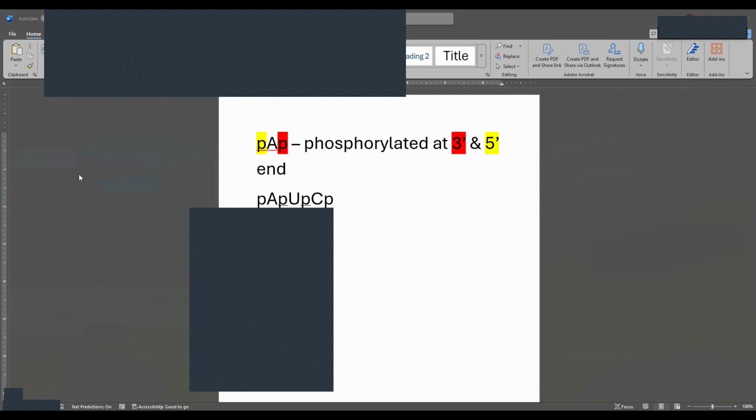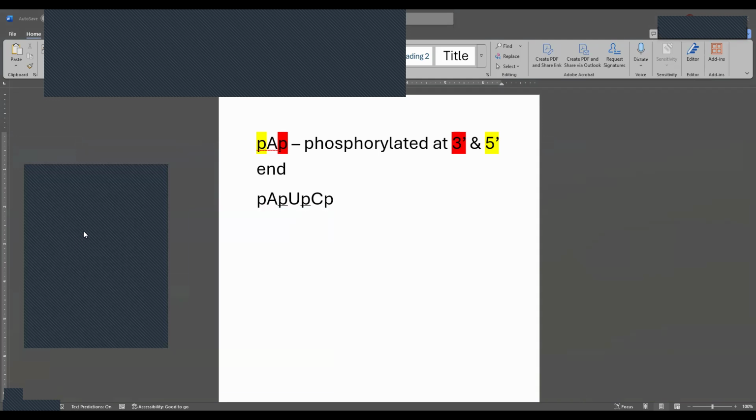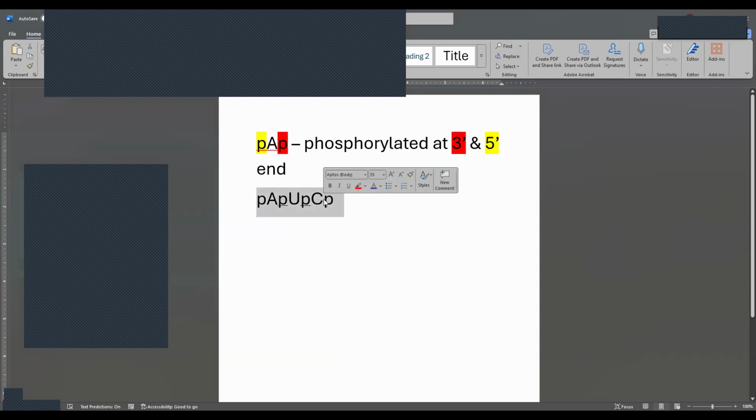Those phosphodiester bonds are more or less taken for granted because there's no way for the A and the U and the U and the C to connect to one another and be a nucleic acid without this P.